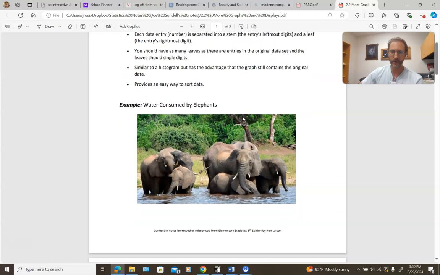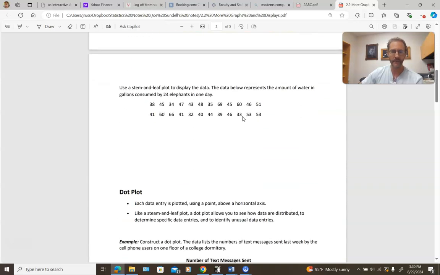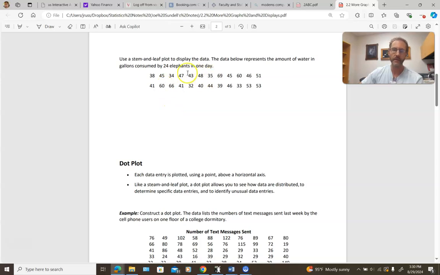Let's make one. I'm going to show you how to do this. Because these are double digits, the leftmost digit will be part of the stem, and the rightmost digit will be part of the leaf. Sometimes, if these were 3 digits, then in most cases the left 2 digits would comprise the stem, and the rightmost digit would comprise the leaf.